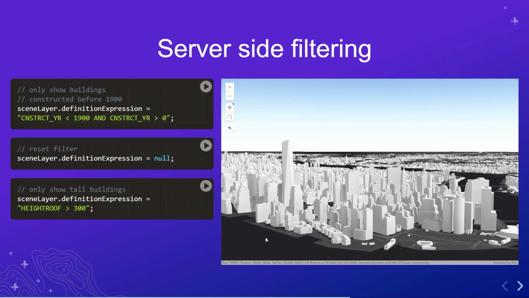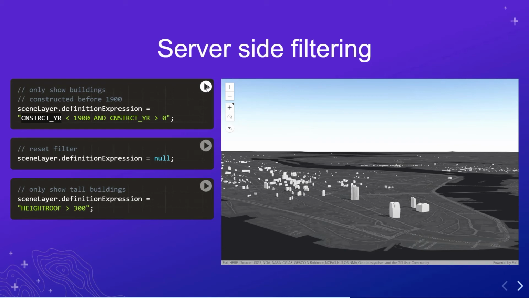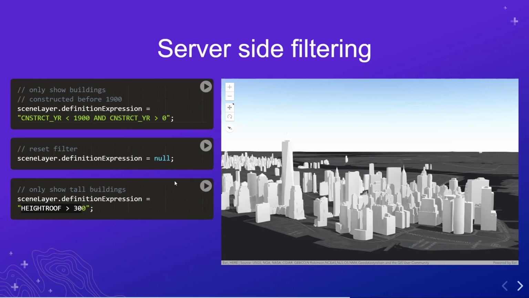Additionally, it allows you to provide different interesting aspects of your data. So for example, here we set the definition expression, which is the server filter instruction, and we tell it to only give us construction years before 1900. Let's apply that to this data set, and then we can see New York was much smaller according to this data set, or let's say more sparse according to this data set back then. And we can reset that definition expression and look at all the data again. And we can also just change that expression and say, I want to see all the data that exceeds a height of 300. And as expected, we get the tall buildings back.